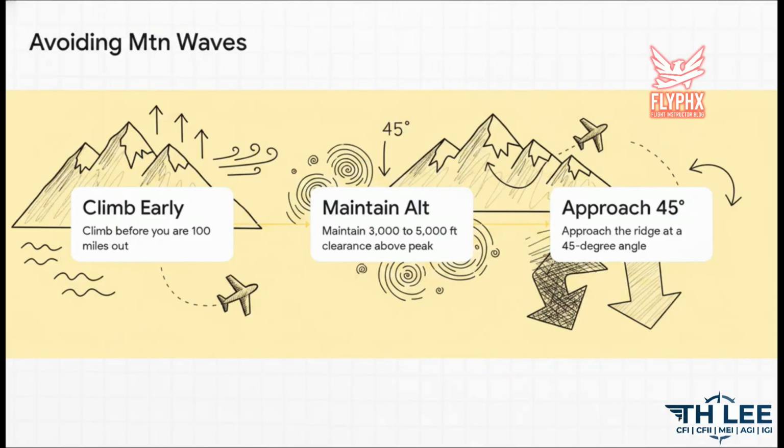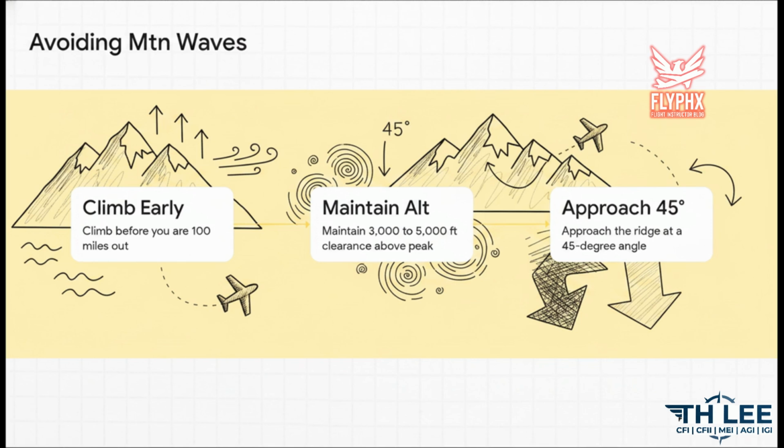But don't let the pretty clouds fool you. If winds exceed 40 knots, these waves can extend up to 100 miles away from the mountain and create severely strong turbulence. So you want to follow this exact avoidance procedure. Depending on your aircraft's performance, begin your climb at least 100 miles out. You absolutely must fly at least 3,000 to 5,000 feet above the mountain peak.